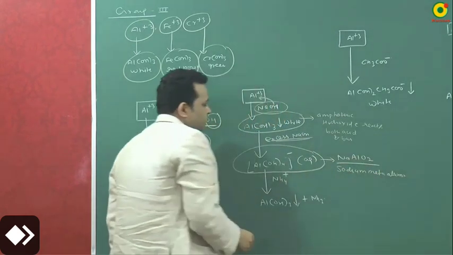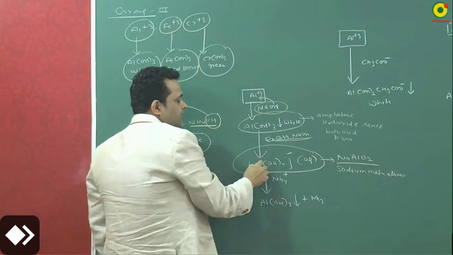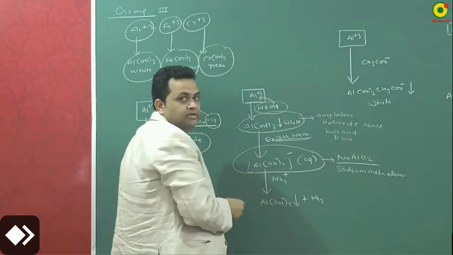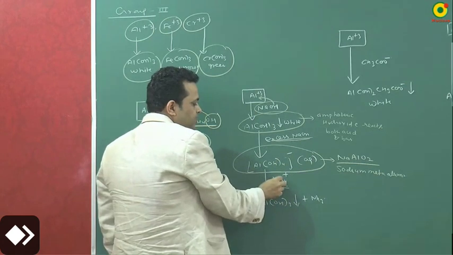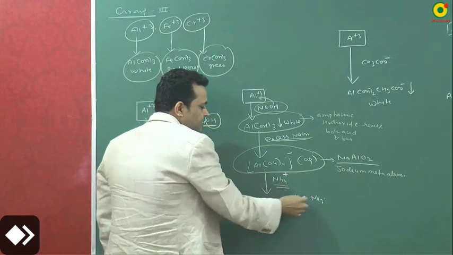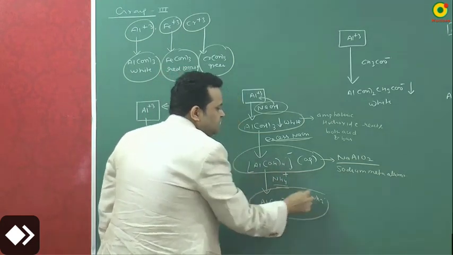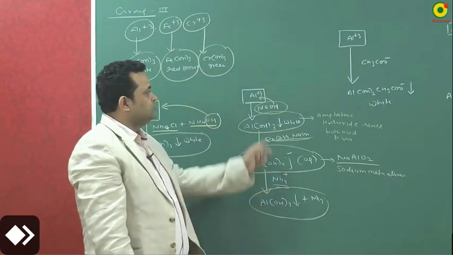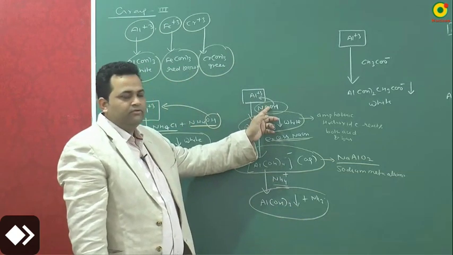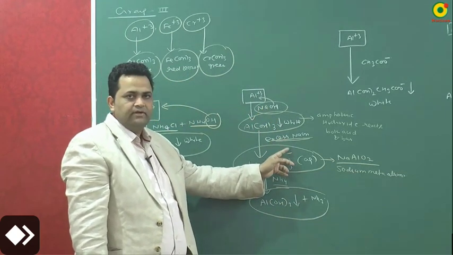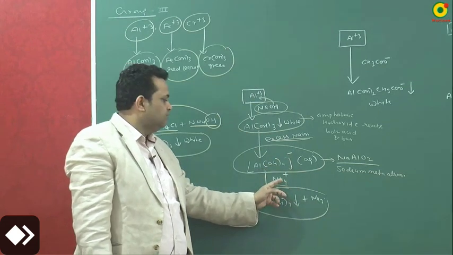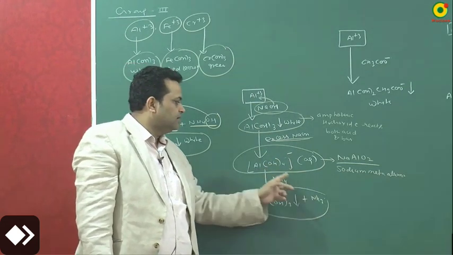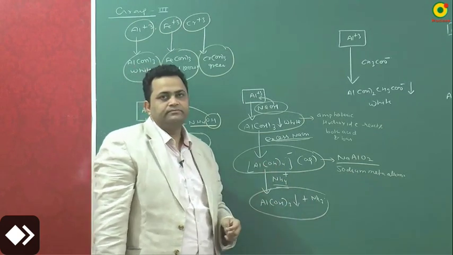Right. When Al(OH)4 minus solution is formed, if we add ammonium ion in this solution, the ammonium ion will take OH minus ion from this complex, and again white PPT of Al(OH)3 is formed. So Al+3 gives white PPT with NaOH, which is soluble in excess of NaOH, and if in this solution we pass ammonium ion, it converts into ammonia, and again white PPT is formed.